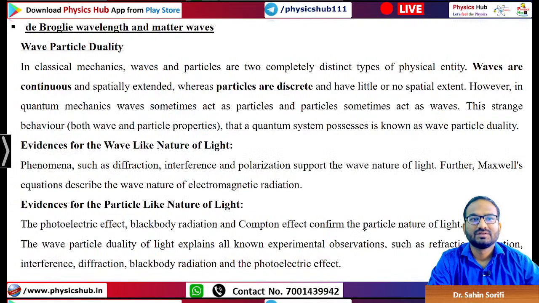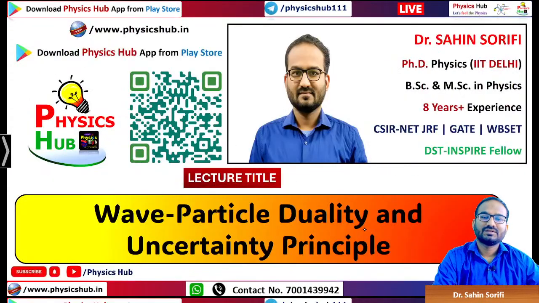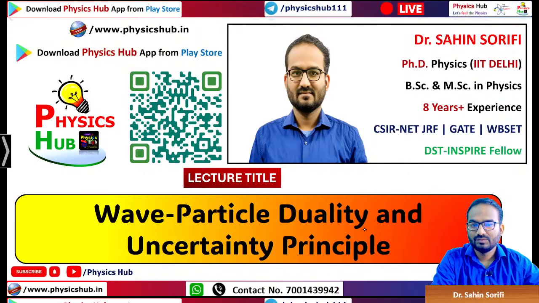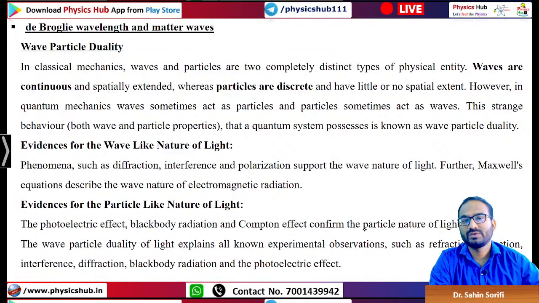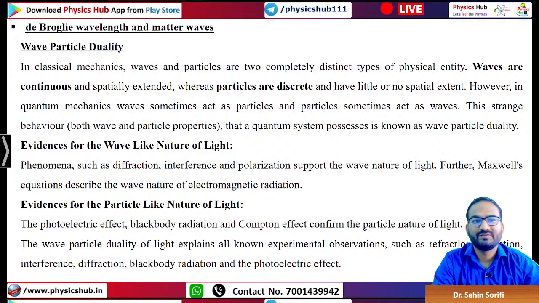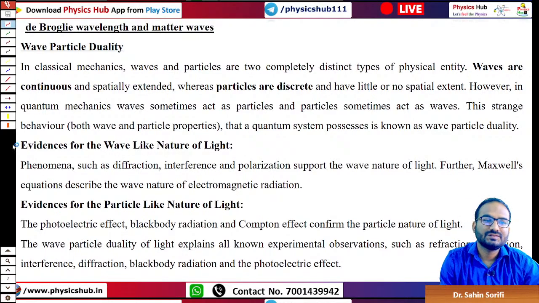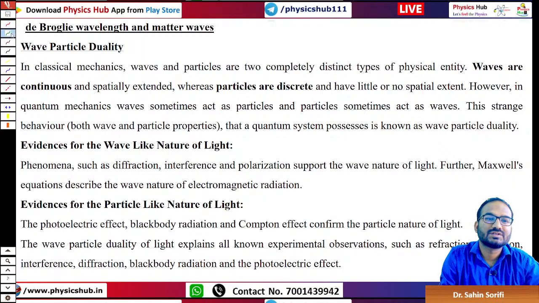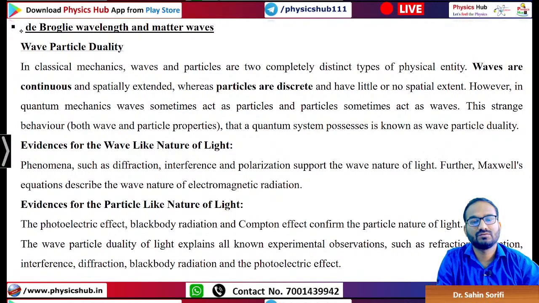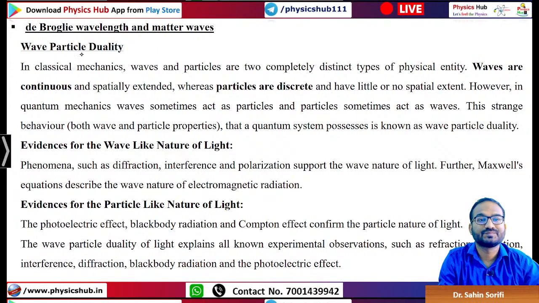Anyways, so let us start with wave particle duality. Wave particle duality, what does it mean? Every material object has two aspects. One is the particle aspect, another one is the wave aspect. So this wave particle duality theorem was given by the scientist known as de Broglie. This D is written in small letter, okay, de Broglie.